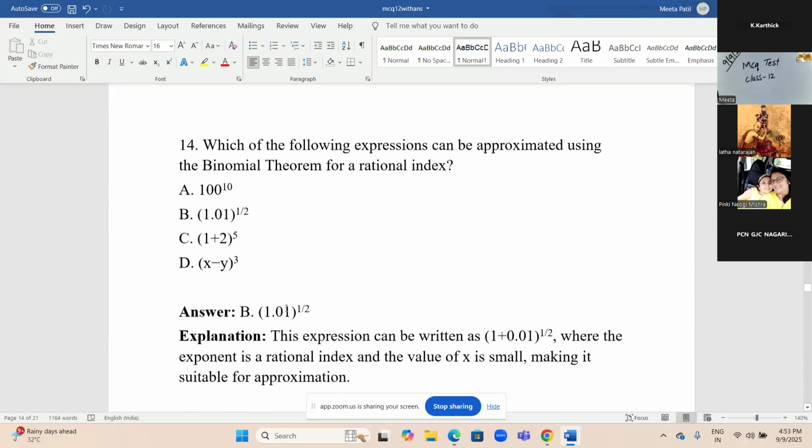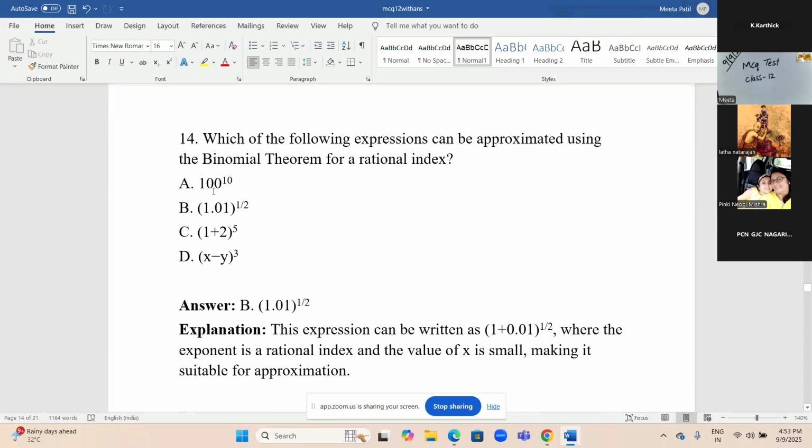So next you have the 14th question. So here you cannot split the number, right? Which number will be split here? Only 1.01 can be split over there, right? So how are we splitting this one? For the rational index they were asking. You can say, ma'am, C option is also right, here we have the two values. No, because the power is not in terms of the rational index. Where is the rational index? This 1 by 2 is the rational index. So the correct option is B. 1.01 power 1 by 2 is the correct option.